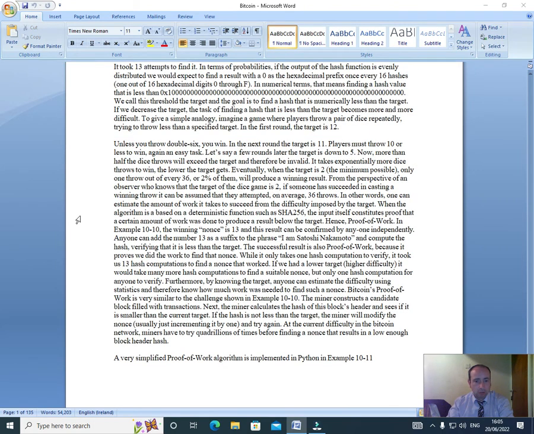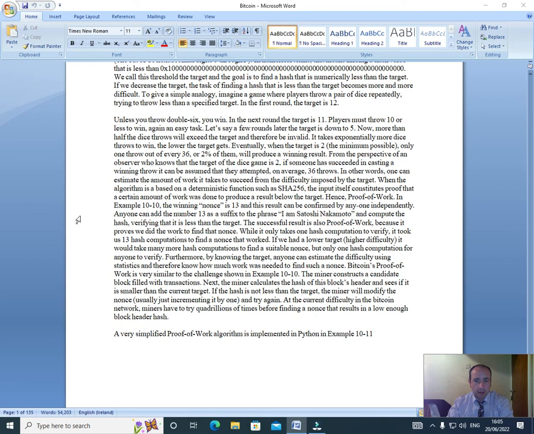Unless you throw double six, you win. In the next round, the target is 11. Players must throw 10 or less to win. Again, an easy task. Let's say a few rounds later, the target is down to 5.